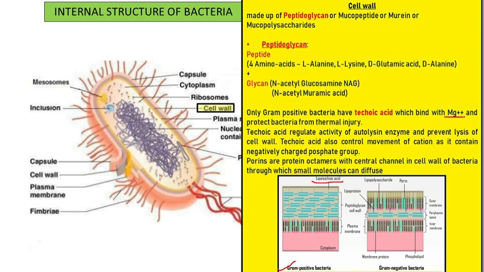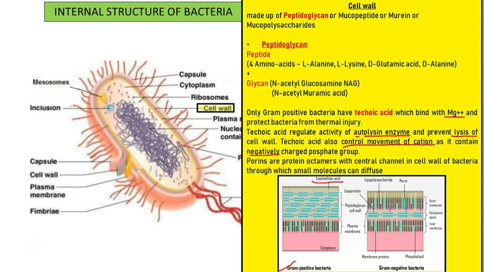Apart from this, teichoic acid also regulates the activity of autolysin enzyme, and therefore prevents lysis or dissolution or damage to the cell wall. So it's a kind of protective layer in gram-positive bacteria. Teichoic acid actually contains a negatively charged phosphate group, and therefore it controls the movement of cations.